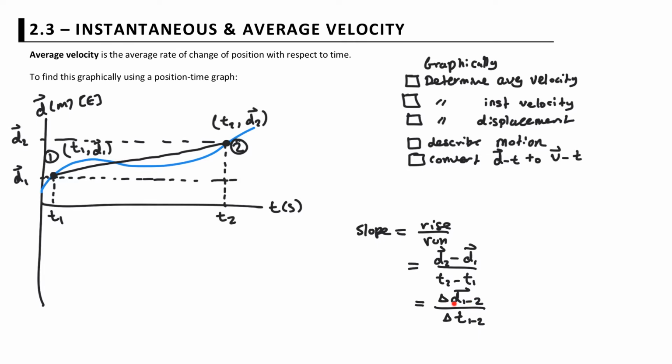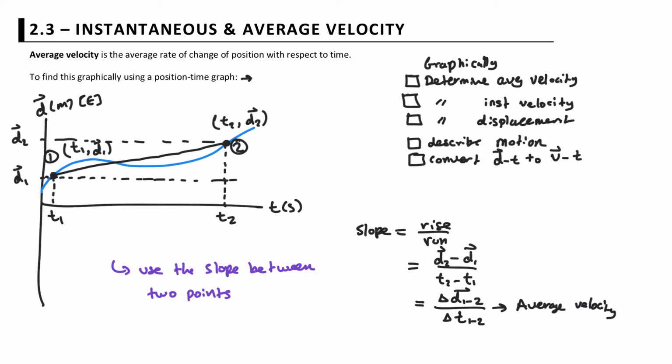Does this remind us of anything? Well, yes, it does. This is the exact same thing as the average velocity. So to find this graphically using a position time graph, I will write it down here: use the slope between 2 points. And to find average velocity, we always need 2 points because for average velocity, we're trying to figure out what the velocity was on average.